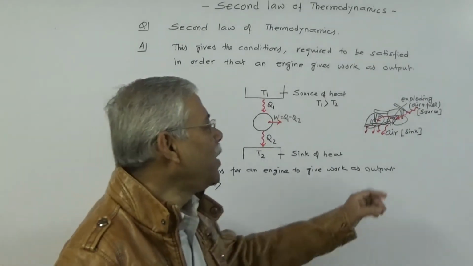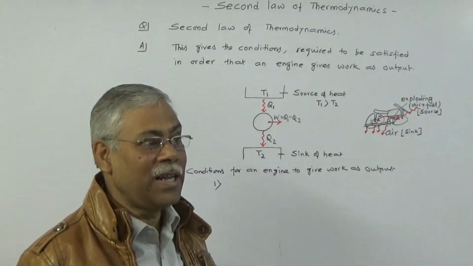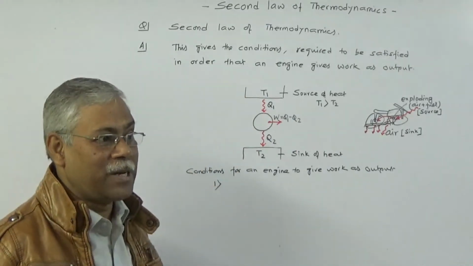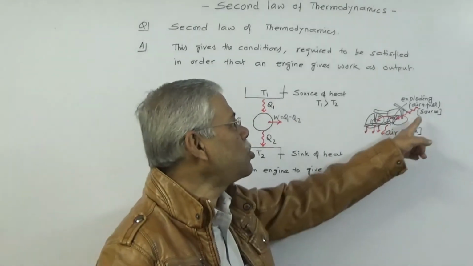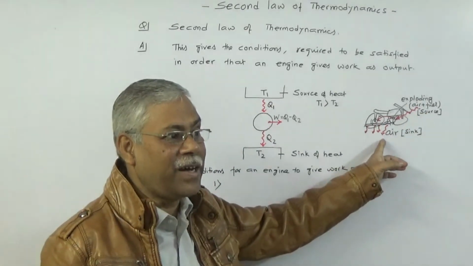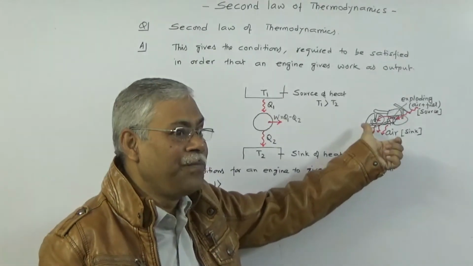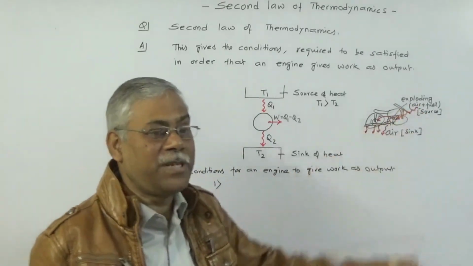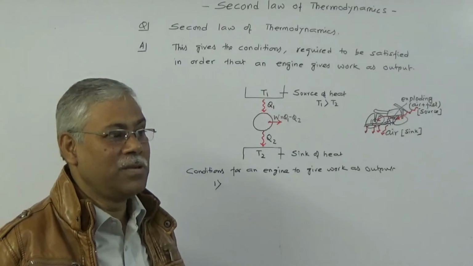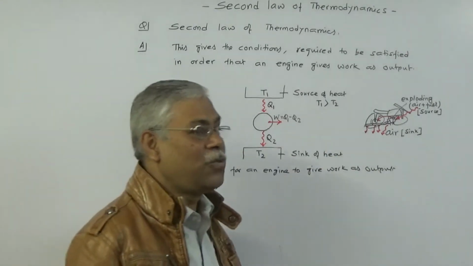So when will this motorcycle engine not run the motorcycle? When the temperature of source becomes equal to the temperature of sink. What is the source? Exploding air fuel. And what is the sink? Temperature of air. Now imagine a situation that temperature of air is also equal to the temperature of this exploding substance. In that case, the engine will not give you any work. It will not roll the wheel. Okay, that is one condition.